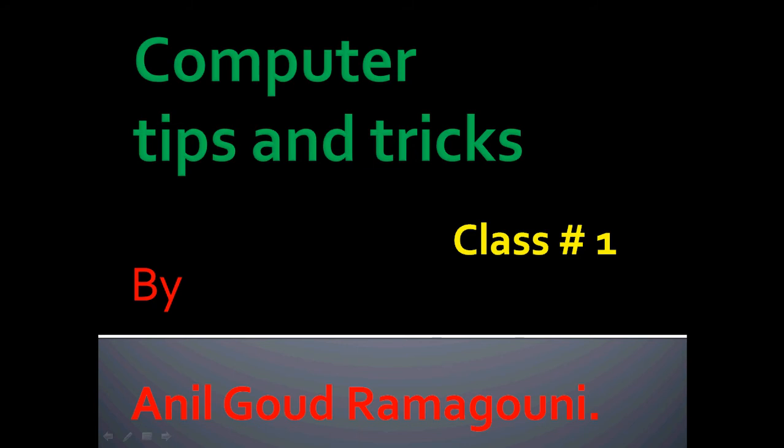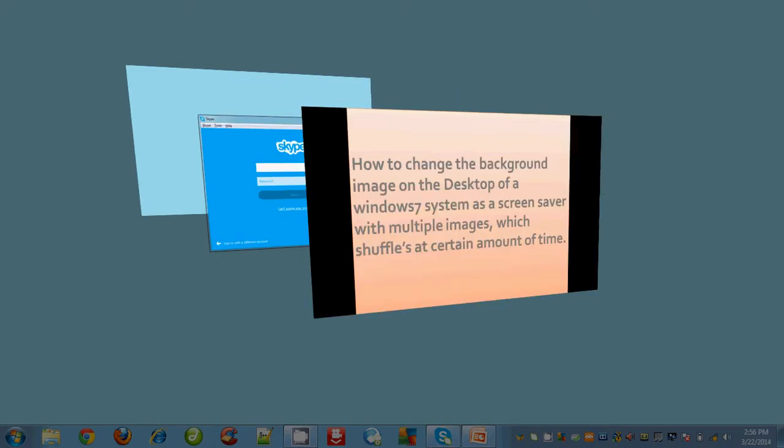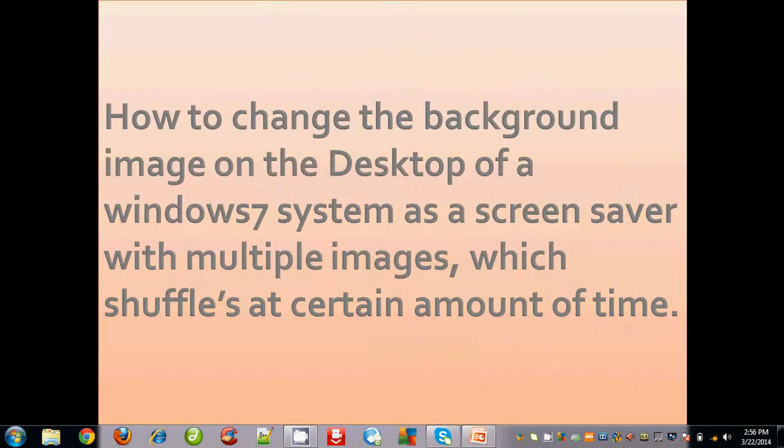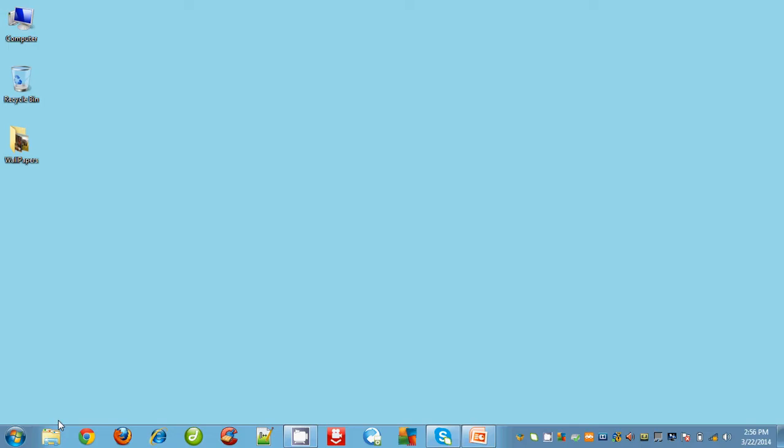Today I am going to teach you how to change the background image on the desktop of a Windows 7 system as a screensaver with multiple images which shuffles at certain amount of time. I will show you my desktop. This is my desktop, which is a plain colored desktop. Nothing is there on the desktop.